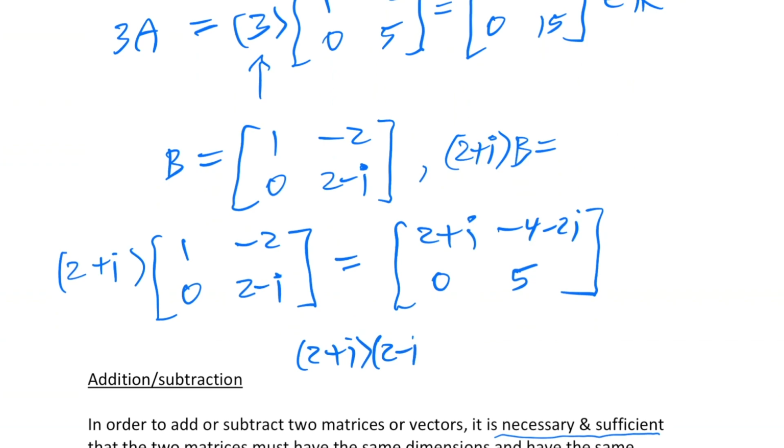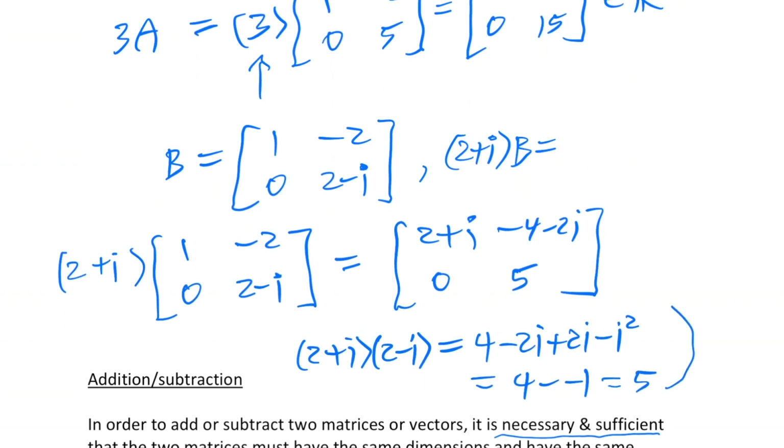You simply FOIL these two complex numbers, treat it like a polynomial in i and FOIL. That'd be 4 minus 2i plus 2i minus i squared. And then you simply remember that i squared is negative 1. You combine like terms, and there you've got the 5, and that's where I got that value right there. Okay?